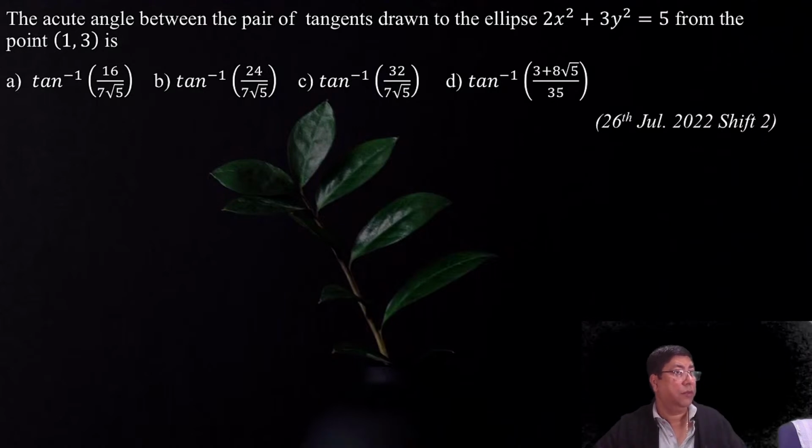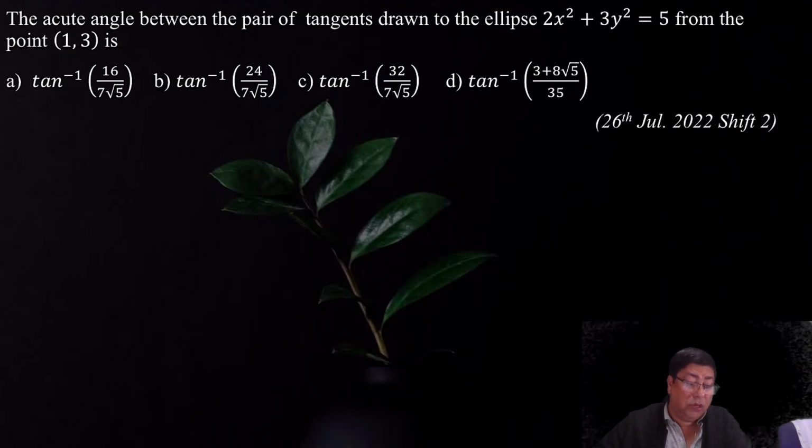Everything is okay? Okay, you just complete this portion. Let's go to the next one. The acute angle between the pair of tangents to the ellipse 2x square plus 3y square equal to 5 from the point 1, 3. What to be done? This is a 2022 July shift 2. This is an ellipse sum.